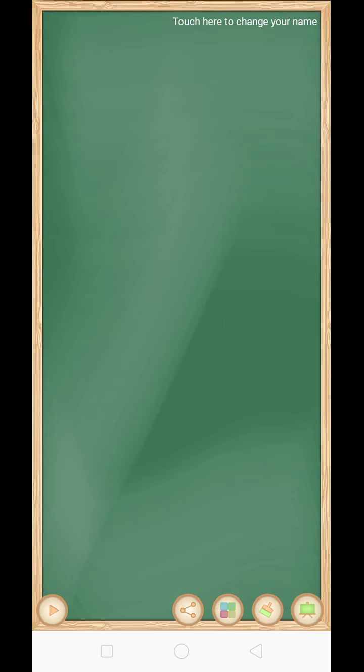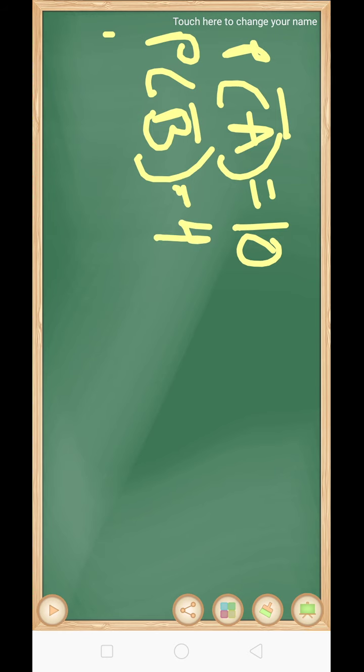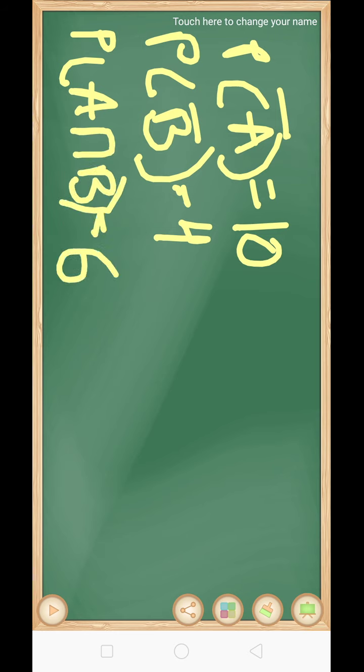Taking an advanced question, we are given P(A) minus P(A intersection B) is equal to 0.10, P(B) is equal to 0.4, and P(A intersection B) is equal to 0.6. What is P(A union B)?